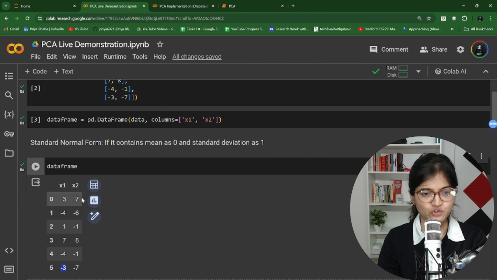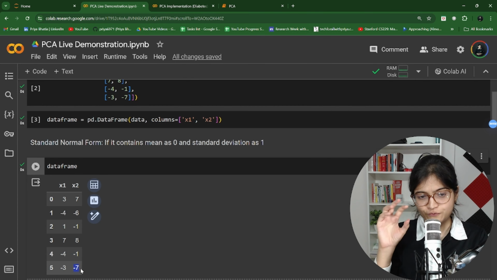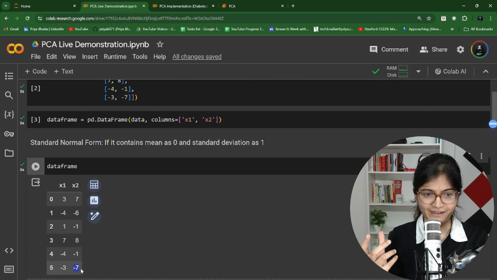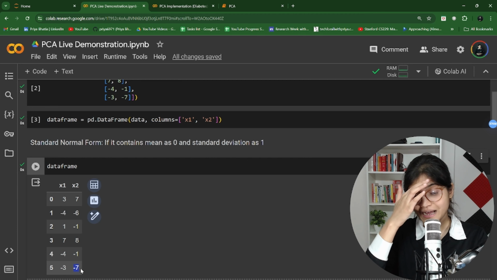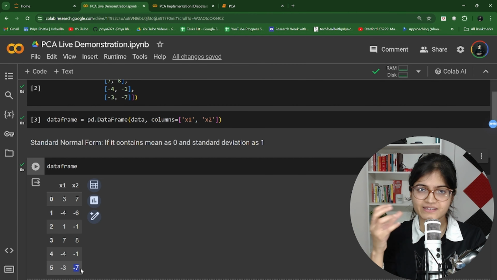Same thing goes for x2 as well. Check it out. 7 -6 minus 1 is -7, so again 0 will be there. Plus 8 minus 1 minus 7 is -8. So again we get the answer as 0. If you similarly evaluate the standard deviation also, you will get an idea that mean is 0 and standard deviation is 1. That's why we already have the data in SNF form.